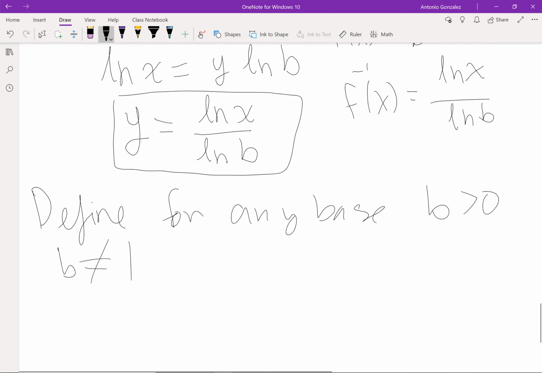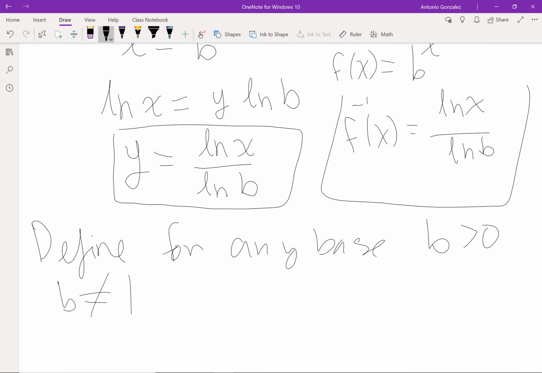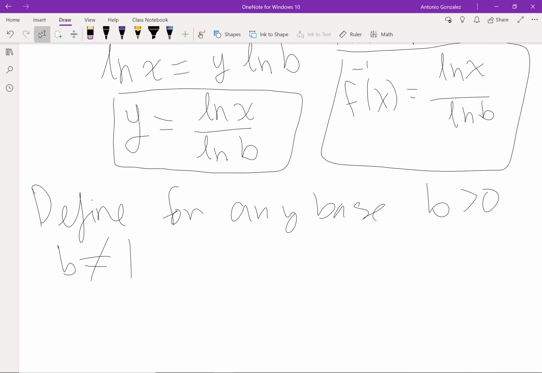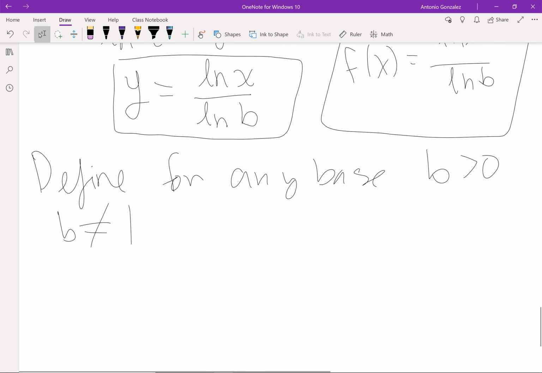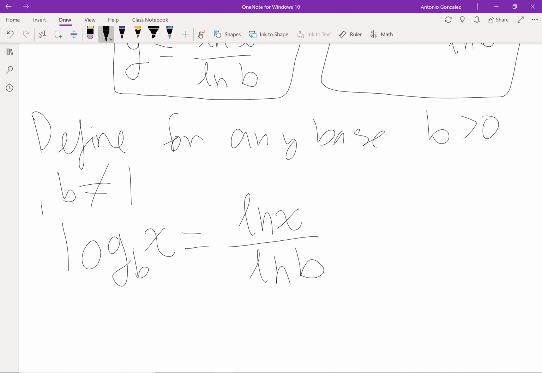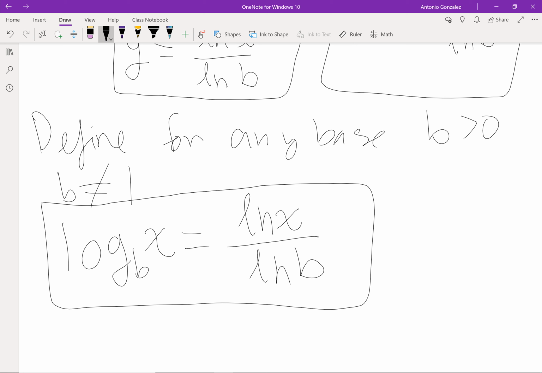So we're going to define here this ratio. Since it shows up a lot, we just give it its own name, and in fact, that name is log base b. We define log base b of x to be equal to the natural log of x over the natural log of b. So when we think of any other log that is not base e, we can always think, oh, that is just a ratio of two natural logarithms.